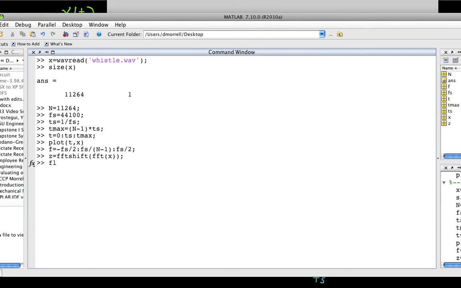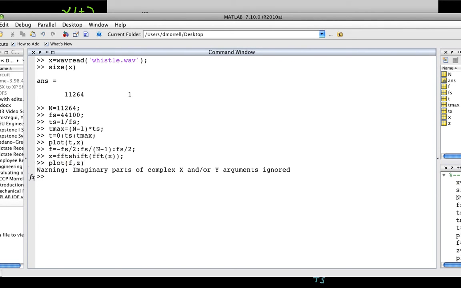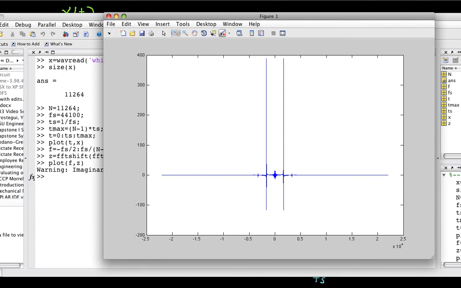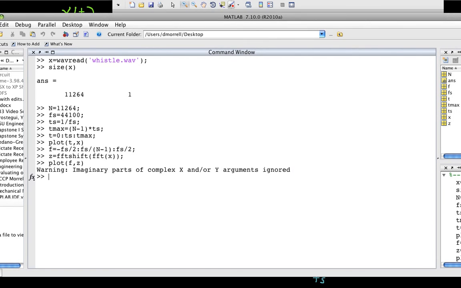Okay, so now I can plot f, z. Whoops. So what this shows me now is the real part of the Fourier transform. Now you've got to remember that Fourier transforms are complex, so this is probably not what I really want. What I really wanted was f comma abs of z. This gives me the magnitude spectrum.